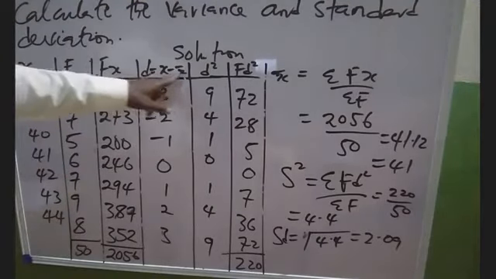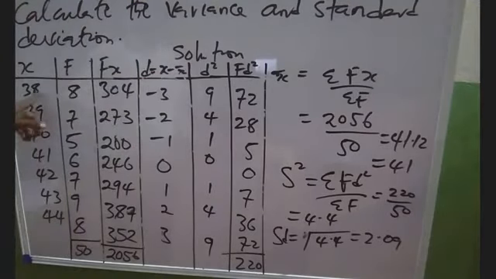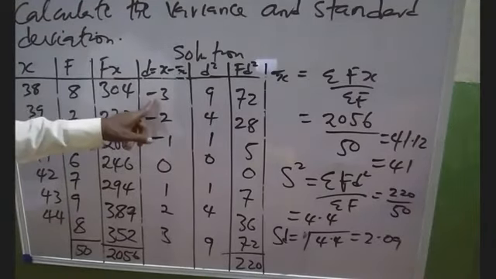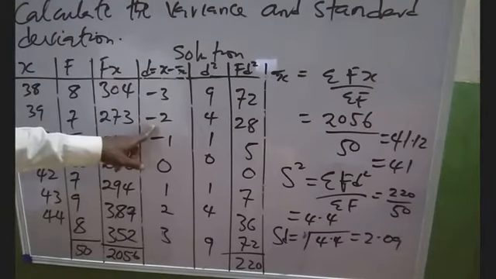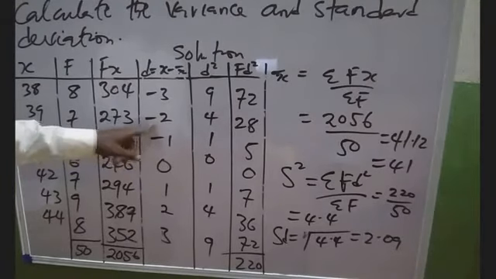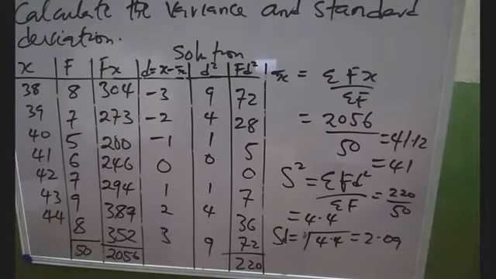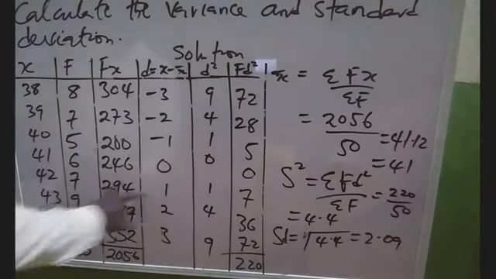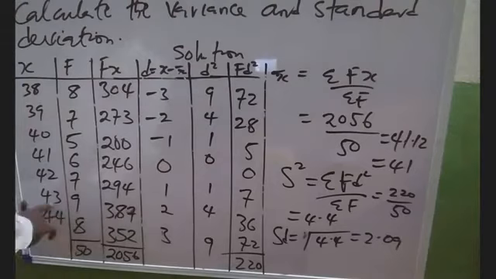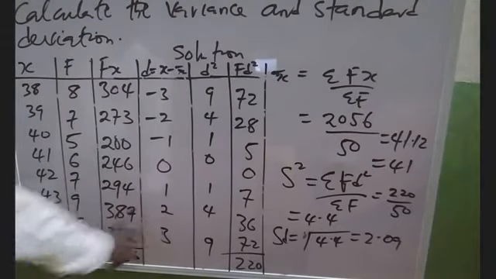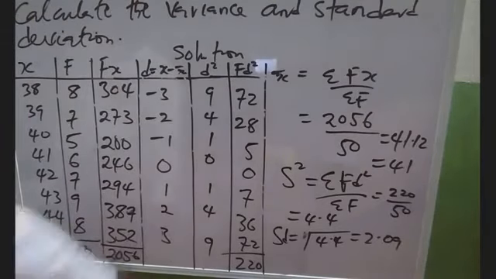Your deviation is x minus x bar. So we have 38 minus 41 to have minus 3. Here is minus 2. From 40, you have minus 1. 41 minus 41 is 0. 42 minus 41 is 1. 43 minus 41 is 2. And 44 minus 41 is 3.